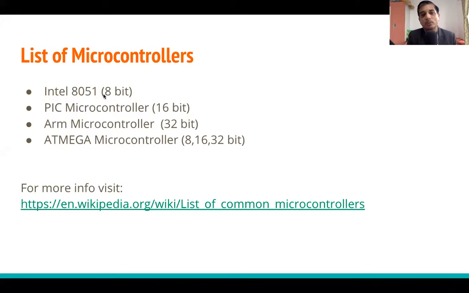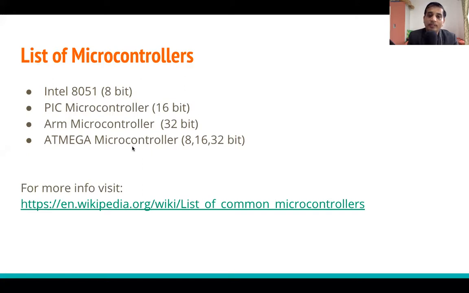Now these three microcontrollers we can use in industry, but the fourth microcontroller that is generally used for prototype development is the Atmega microcontroller. So for prototype development, these products are very, very famous. Now in Atmega microcontroller, there are different variants. Like in Atmega, there are 8-bit, 16-bit, and 32-bit microcontrollers also. And again, its size is also not fixed.